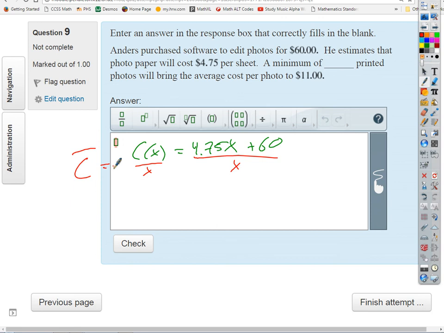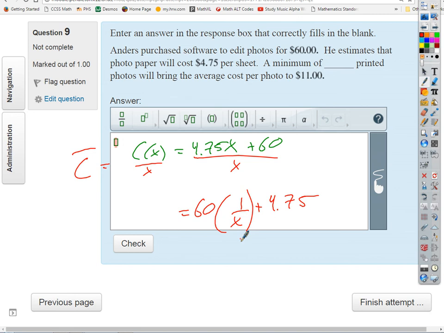What does it look like on the right side then? If I split that into two terms, what am I gonna get? 4.75x over x. Okay, so 4.75x over x, what happens to the x's? They cancel, right? So I've got a 4.75. What about the other term? 60 over x. So I could write that as 60 times 1 over x. Okay, that looks familiar, doesn't it?